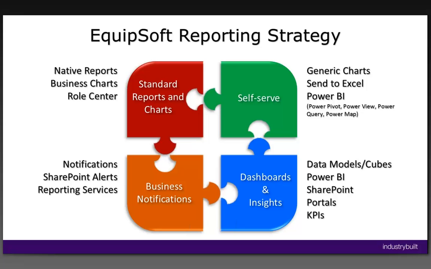The bottom left quadrant, the orange, the business notifications. There are notifications built into the application based on a trigger event, some kind of action that occurs. Can cause emails to happen, can cause reports to be generated, things like that. The SharePoint alerts, you can tie SharePoint into the equation and use the alert functionality within SharePoint. And as well, you could use reporting services from SQL to generate notifications as well. And finally, the bottom right, dashboards and insights.